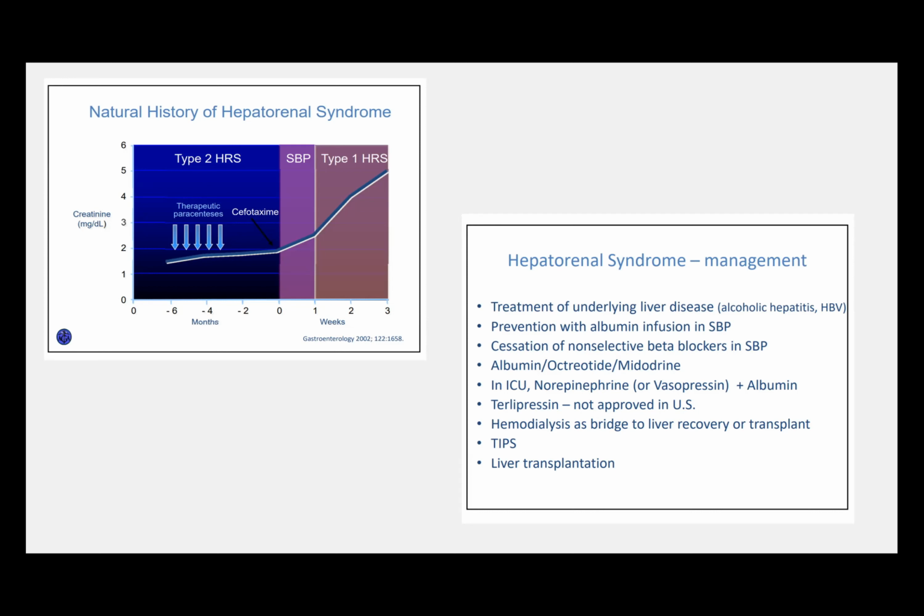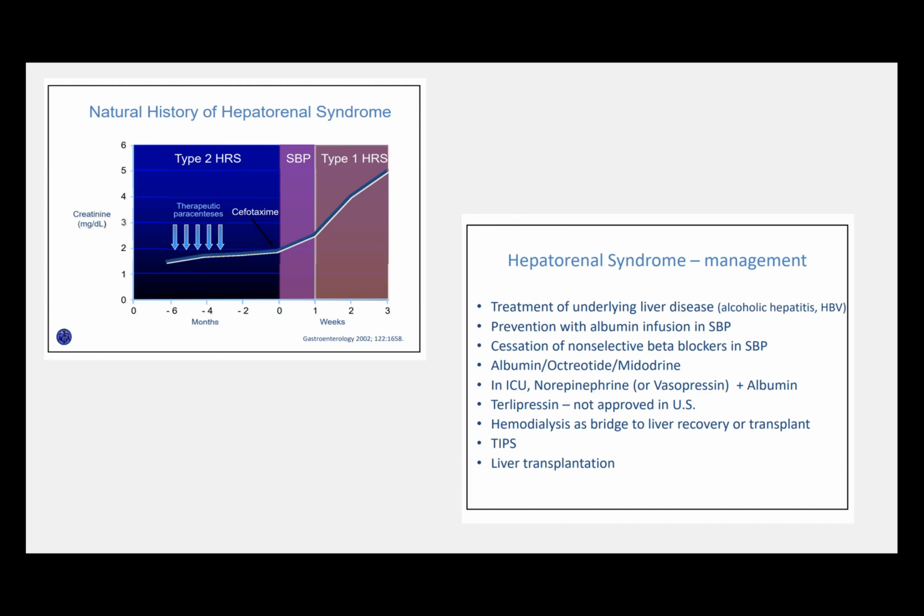So when you're treating hepatorenal, you have to treat the liver disease, which is difficult in a lot of these cirrhotics because they've reached a point of no return, and the only real treatment for them is liver transplant. So we would do albumin, octreotide, and midodrine, which is what we're currently doing in the US on the floors.